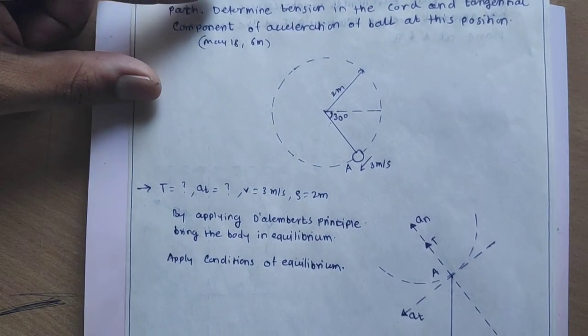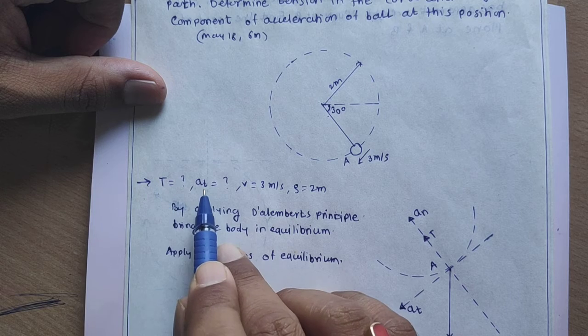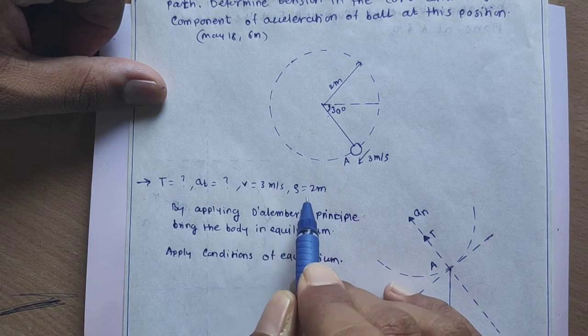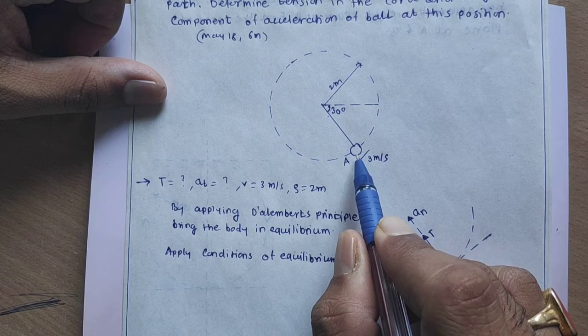First of all, what is asked? Tension they have asked, tangential acceleration they have asked, and the velocity is given as 3 meter per second, and rho is also given. Now we have to draw the FBD at this point A.